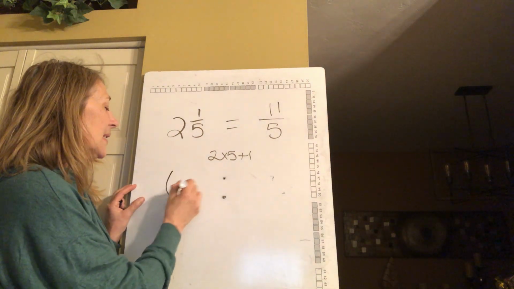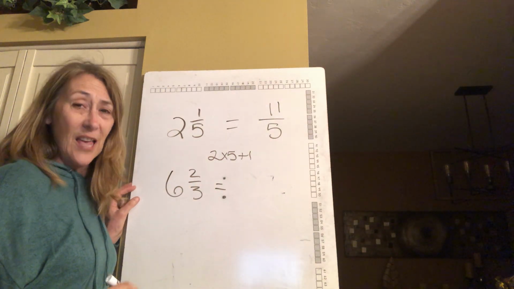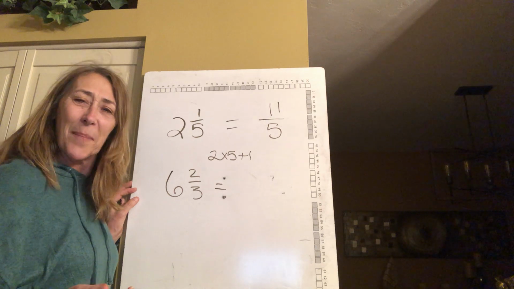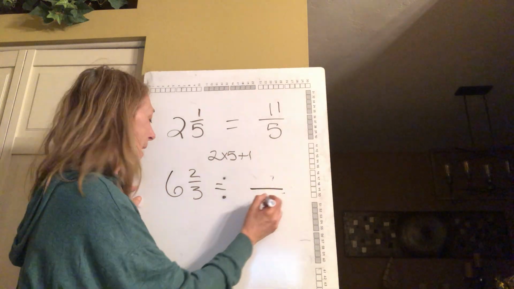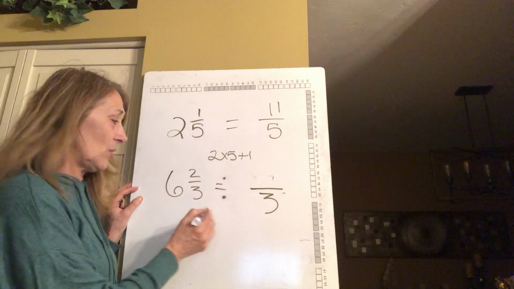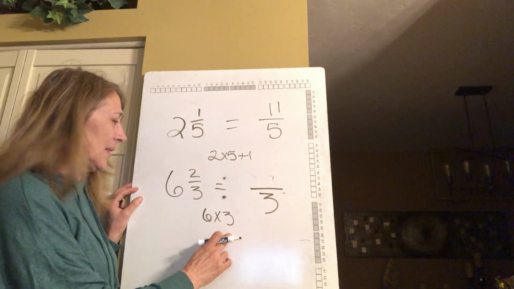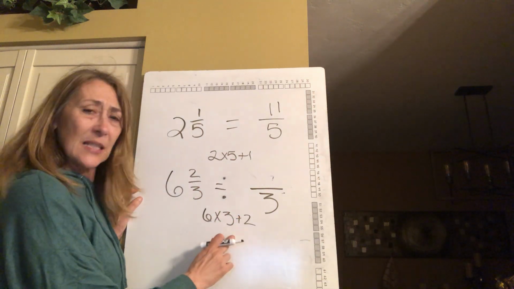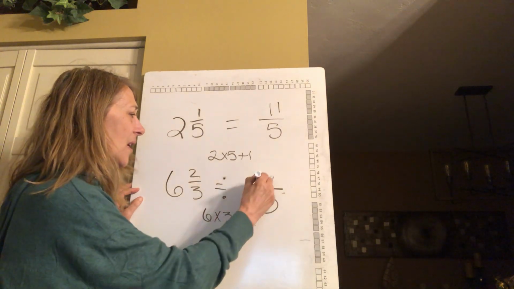And let's go 6 2/3. If you want to pause and try this on yourself, you can. And then we'll come back and solve it. My bottom denominator are thirds. I have 6 wholes, so that means 6 times 3 to make 6 wholes. Plus I have 2/3, plus 2. 6 times 3 are 18, plus my 2, 20.